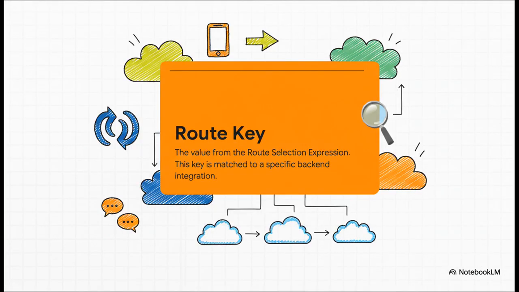So once API Gateway looks at that action field you told it about, it finds a value. And that value, that's the route key. So if the expression is the question, what's the action, then the route key is the answer that points to the final destination. Each possible answer, each route key, is then mapped to a specific backend integration.